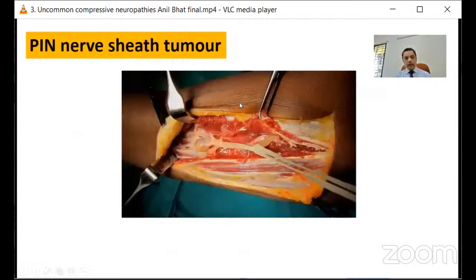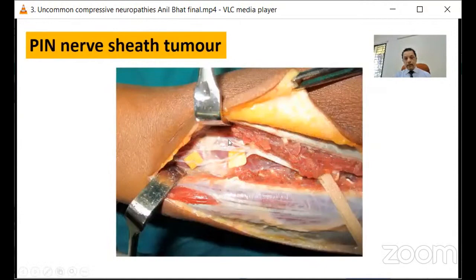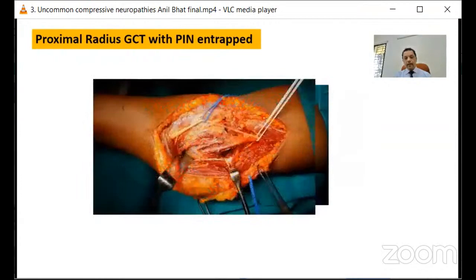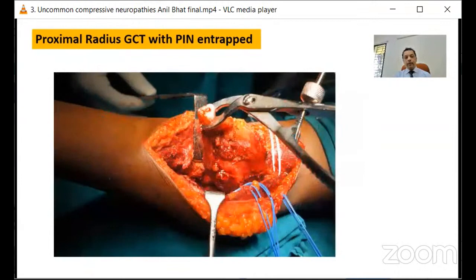This is one such case where a PIN nerve sheath tumor is seen here, which was excised and then reconstructed with the nerve grafts here. There's a GCT of the proximal radius, and the nerve was completely entrapped. The patient came with a palsy, which was separated out, and the patient recovered after the tumor excision.